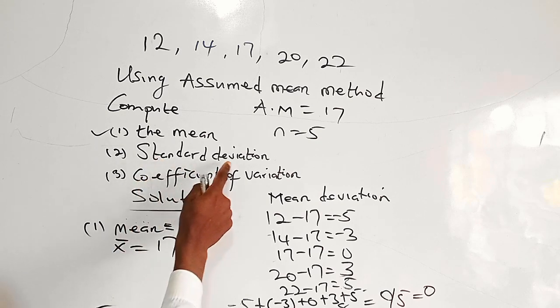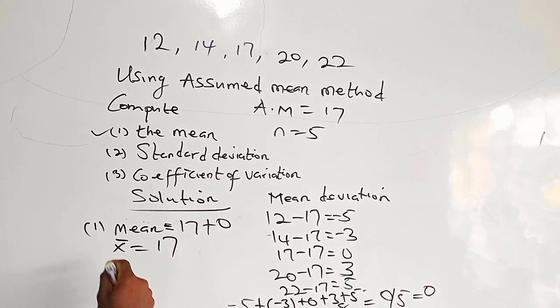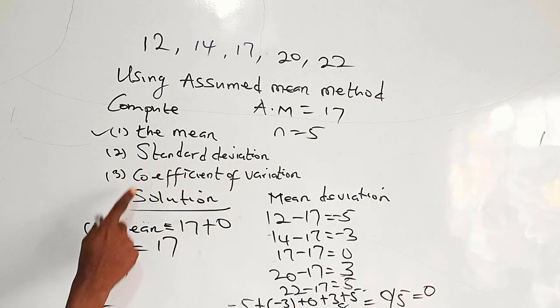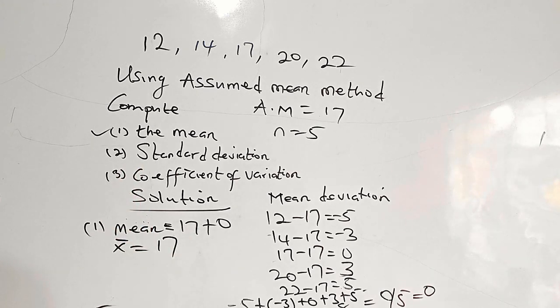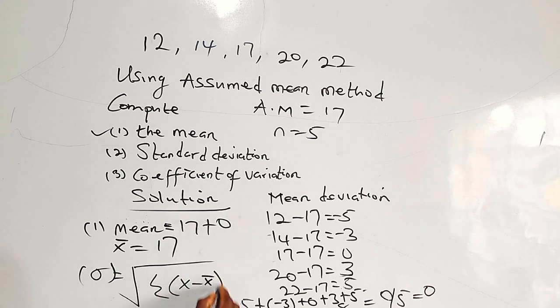For number 2, we have to determine the standard deviation. We always know that the standard deviation is the square root of the variance, which is the summation of the squares of the deviations divided by the number of observations. So we have to determine the variance first. When we get our variance, we can then take the square root to determine our standard deviation. So how do we do that?